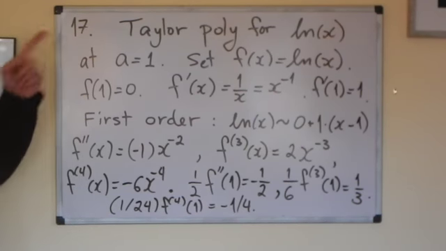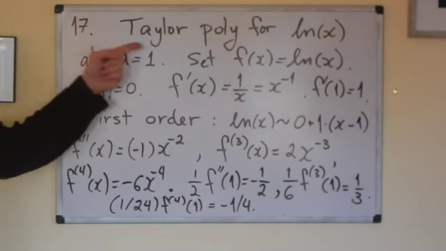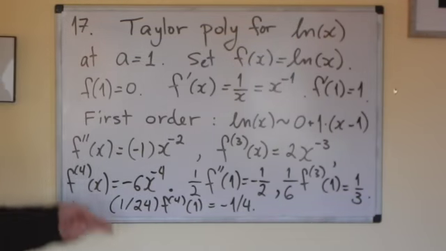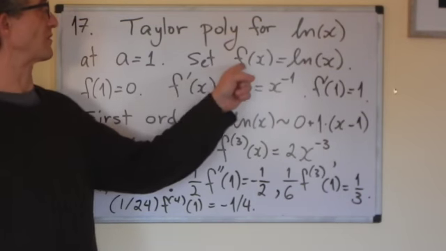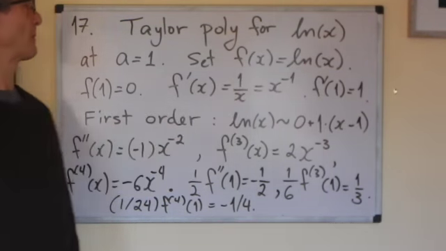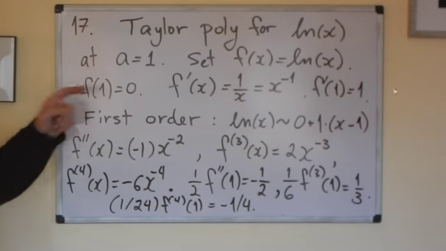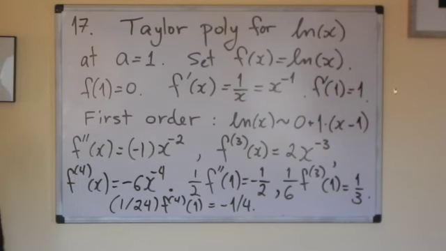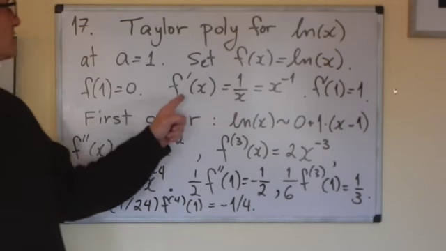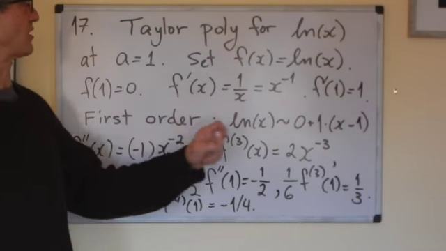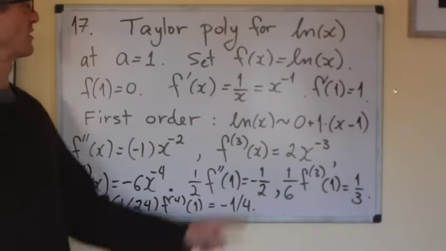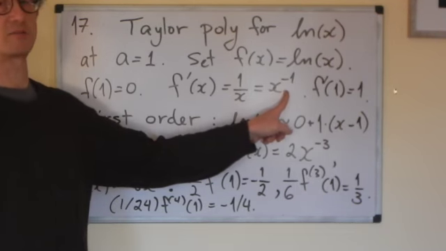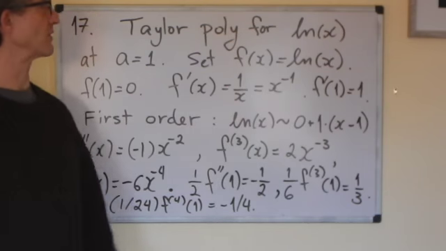Hello again, this is our example 17. It's a Taylor polynomial for log of x at the base point a equal to 1. So just for notation, let's call the function f, and then evaluating the function at 1, I get log of 1, which is 0. Taking the derivative of log is 1 over x. And I'm going to think about it as x to the minus 1, so I can take further derivatives.